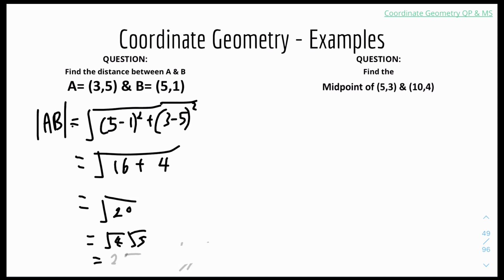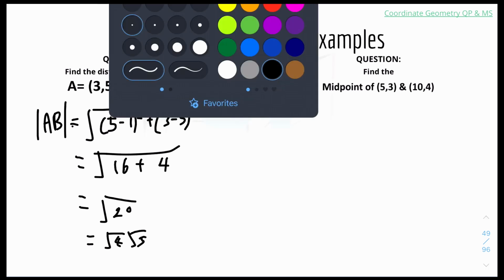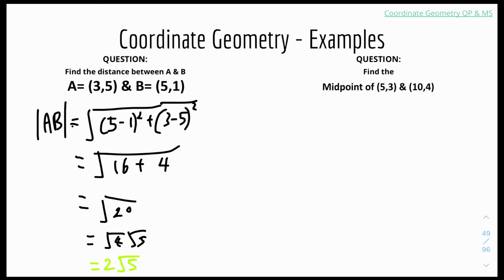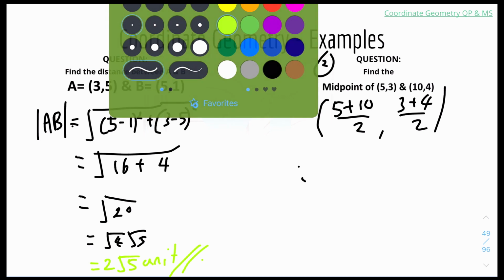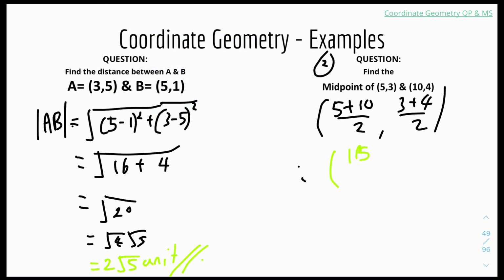Well, let's write it in a new color so that you can see it clearer. So it will be 2 root 5 units. And number 2, find the midpoint of (5, 3) and (10, 4). As I said, for the midpoint you just add x1 and x2 together, and y1 and y2 together, and simplify. 5 plus 10 is 15, so it'll be 15 over 2, and 3 plus 4 is 7, 7 over 2, and that's the midpoint.